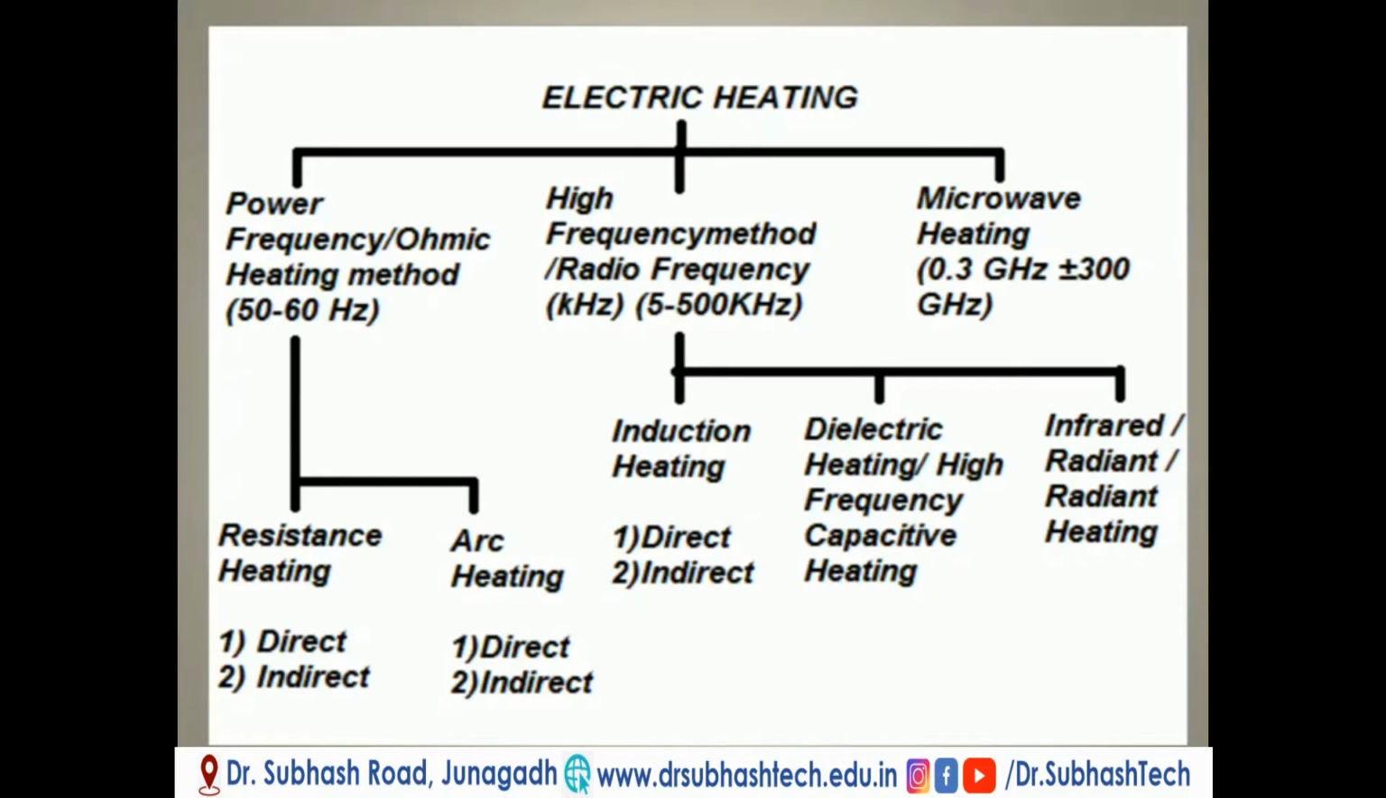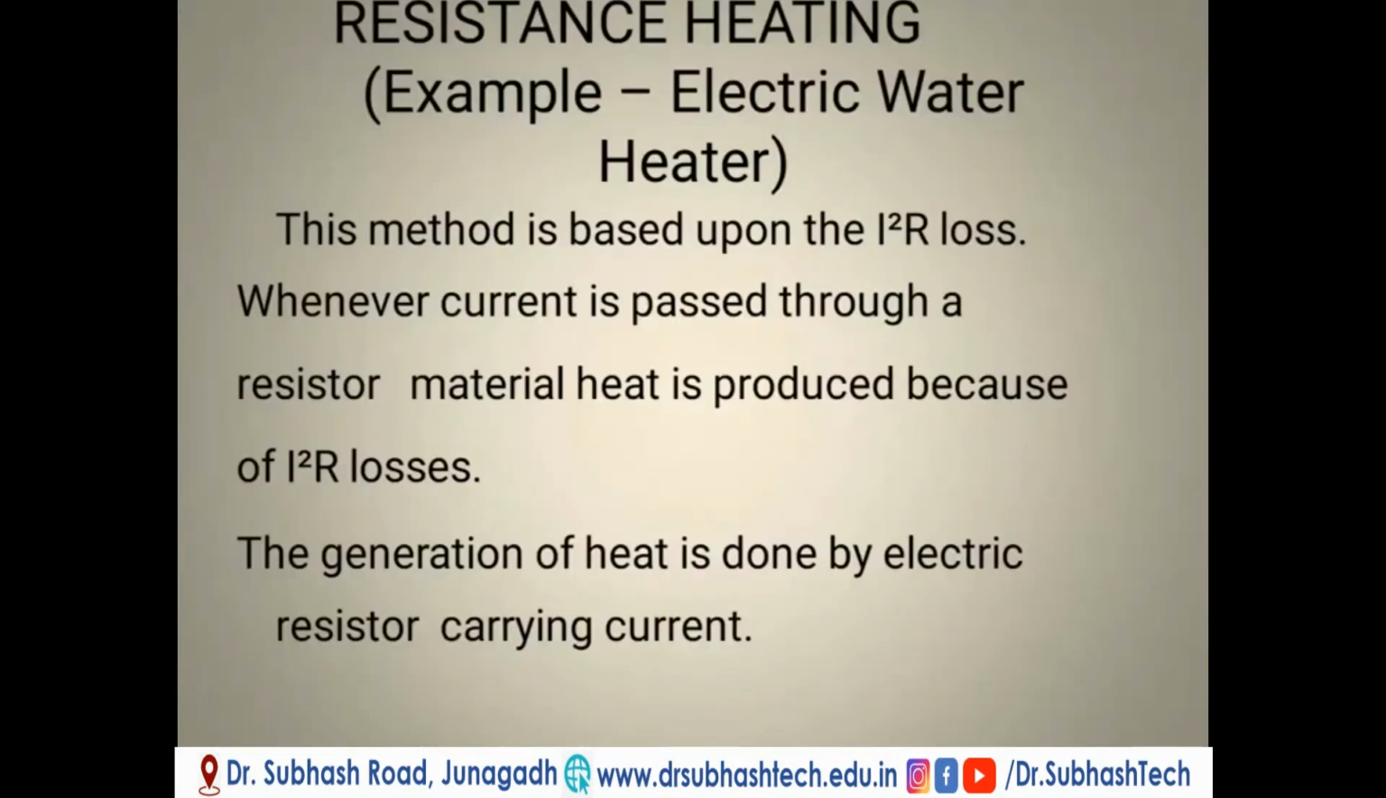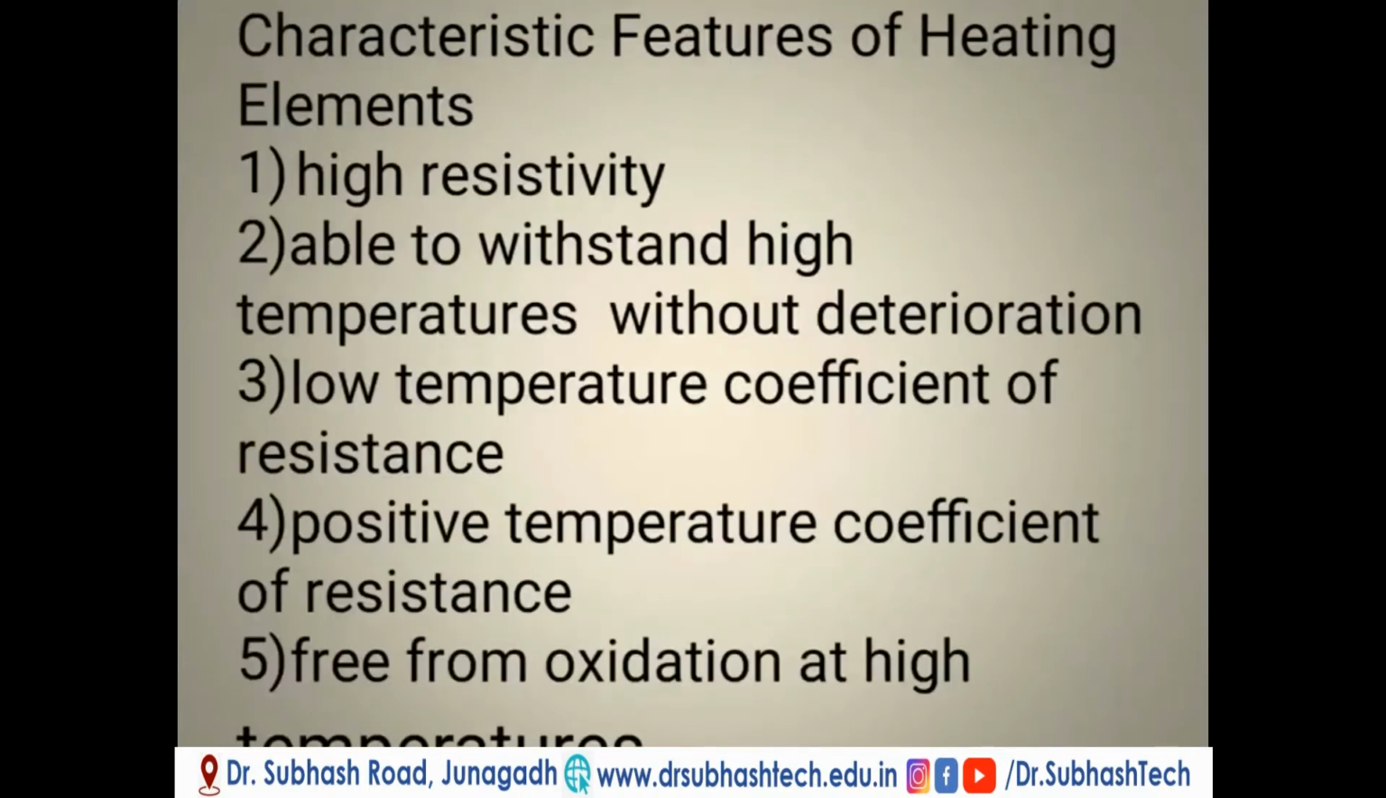There are two types of resistance heating: direct heating and indirect resistance heating. So first of all, what is resistance heating? The most common example of resistance heating is the electric water heater. This method is based upon I square R losses. Whenever current is passed through a resistor, heat is produced because of I square R losses. The generation of heat is done by an electric resistor carrying current.